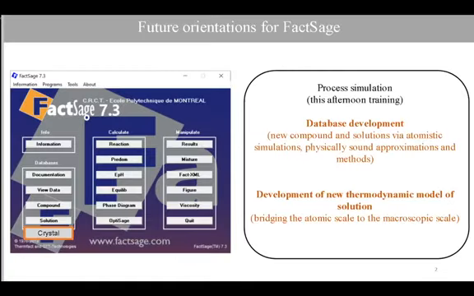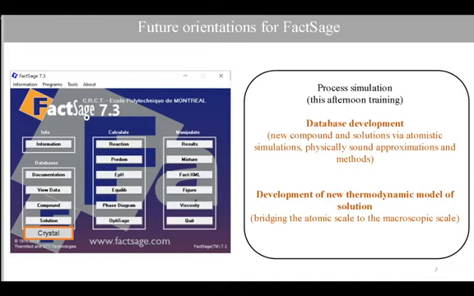The work that I'm going to discuss is about the development of a new module named Crystal, which will be integrated in FactSage. The objective of the Crystal module is to bridge atomic and macroscopic scale in FactSage. With the new module, we will be able to use information from quantum mechanical and atomistic methods to accurately predict thermophysical properties with effective models.